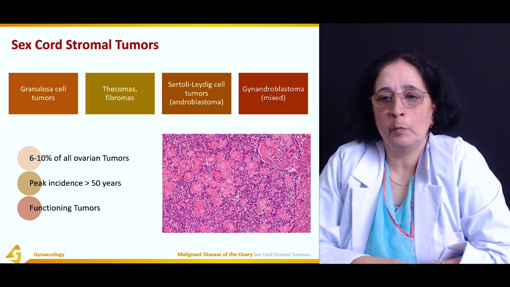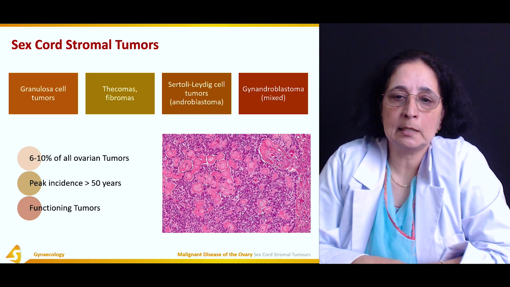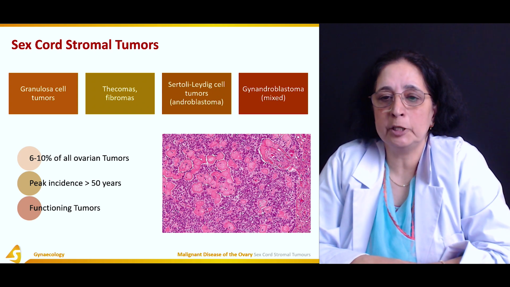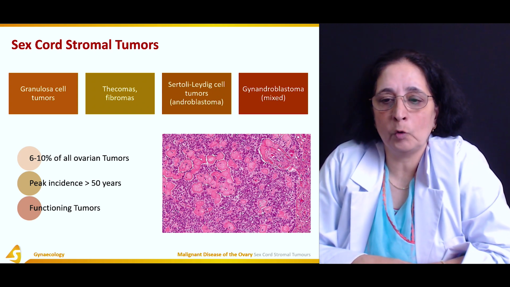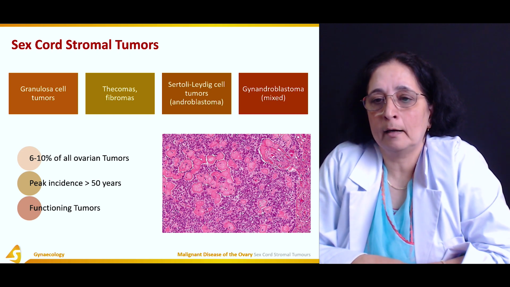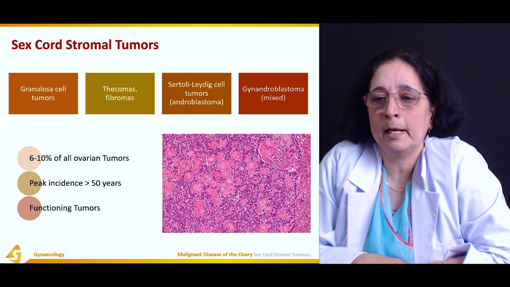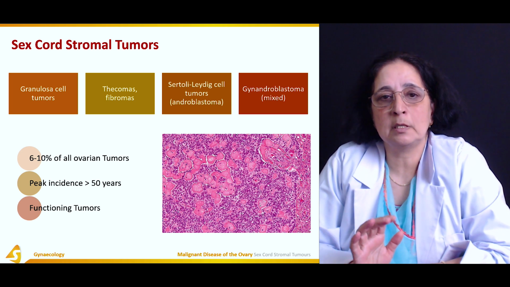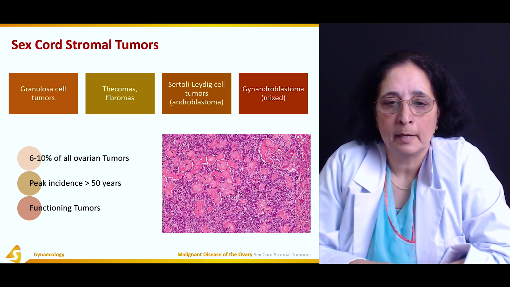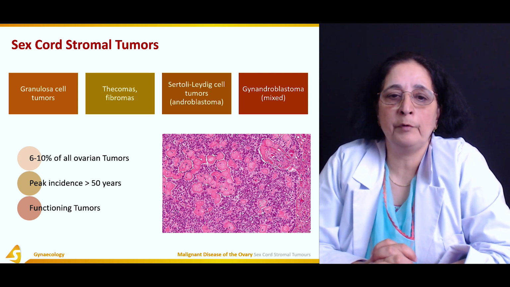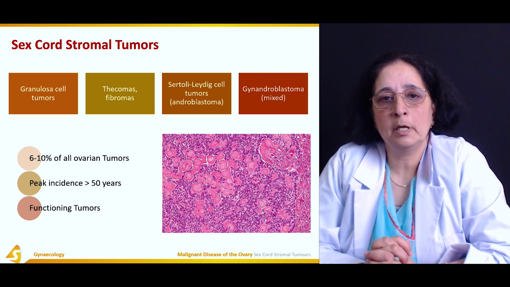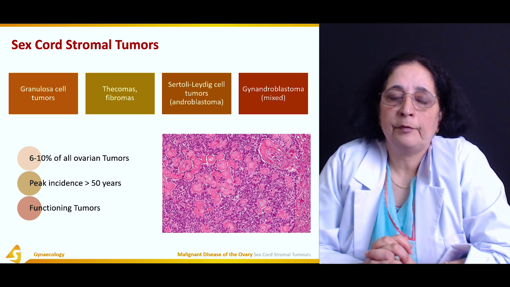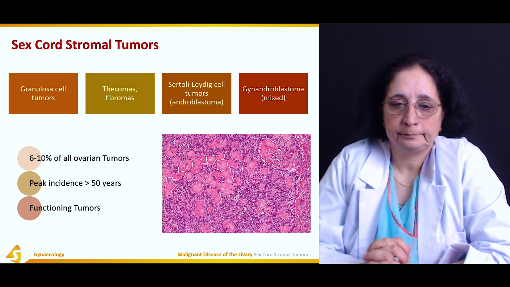So sex cord-stromal tumors can be granulosa cell, thecomas or fibromas, and Sertoli-Leydig cell tumor, also known as androblastomas. And then there are gynandroblastomas, which are the mixed type. Features of all these tumors are present in this, so it's a mixed type. 6 to 10% of all ovarian tumors are sex cord stromal tumors. The peak incidence is usually after 50 years of age.